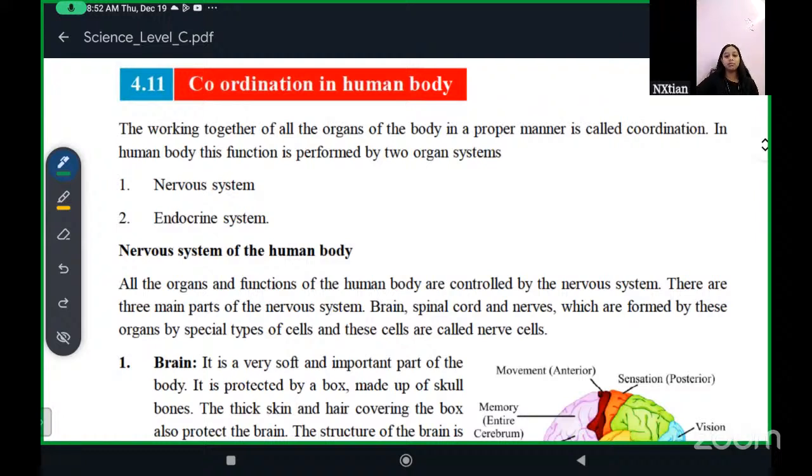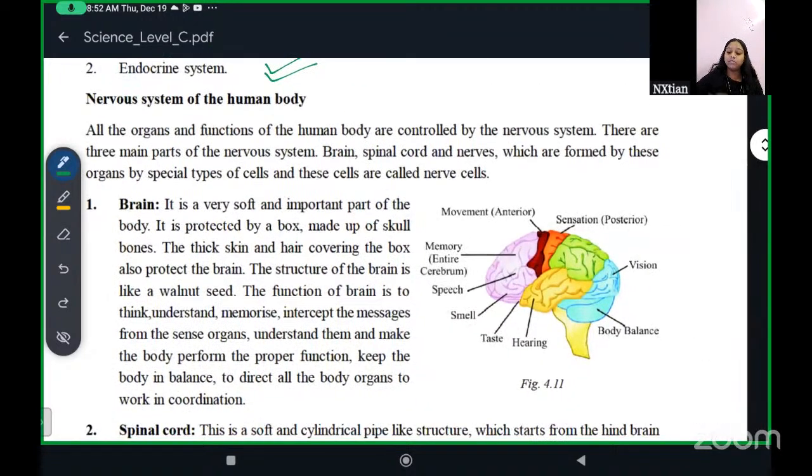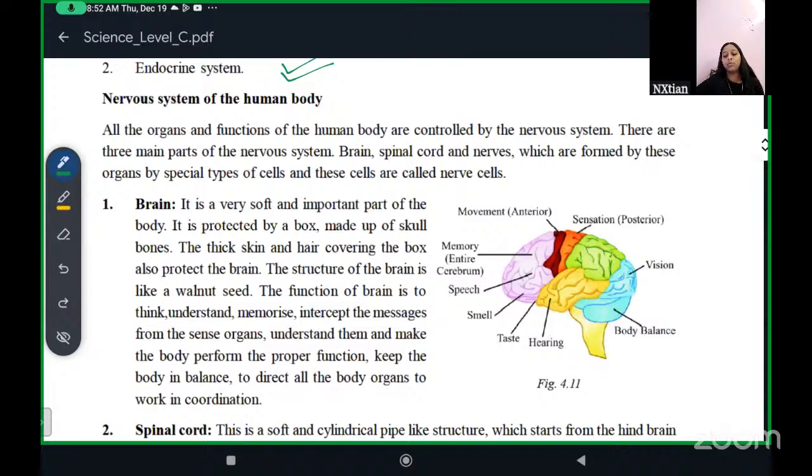Now, there are two systems in which this coordination takes place. Those are the nervous system and the endocrine system. Now, the nervous system. All the organs and functions of the body, we know, are controlled by the nervous system. There are three main parts of the nervous system: brain, spinal cord, and nerves, which are formed by special types of cells called nerve cells.